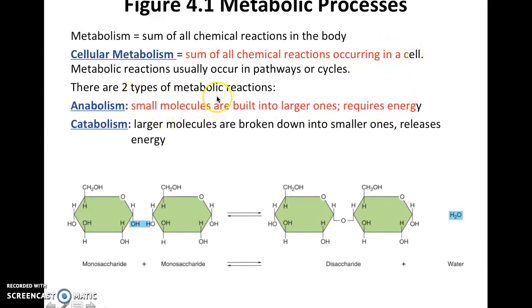There are two basic types of metabolic reactions. Those include anabolism and catabolism. Anabolism, like anabolic steroids, is reactions in which smaller molecules come together to make a larger molecule. Anabolism, small molecules making a large one, requires energy. Catabolism is like a catastrophe. Things are broken down. Larger molecules are broken into smaller ones, and an energy release occurs here.